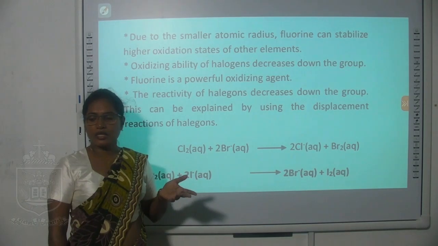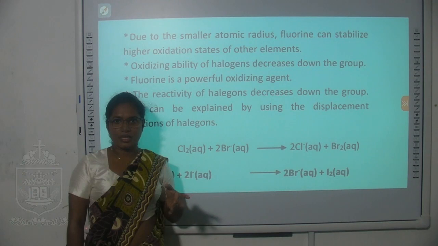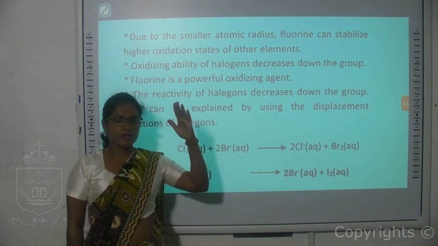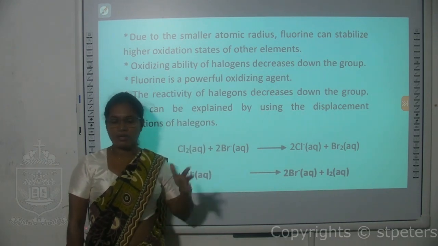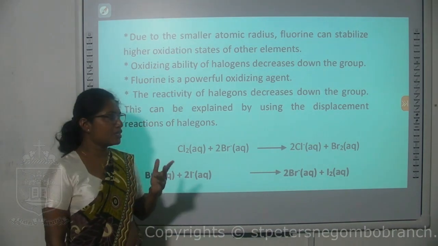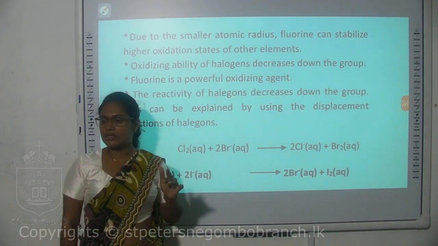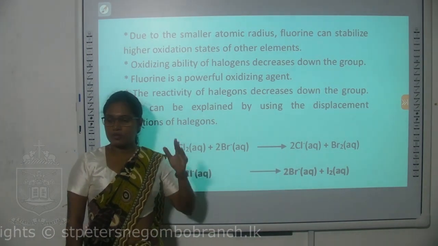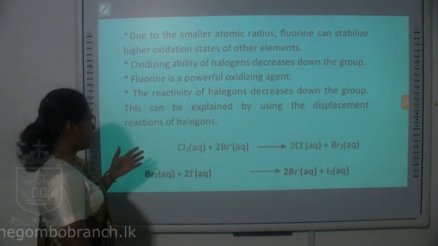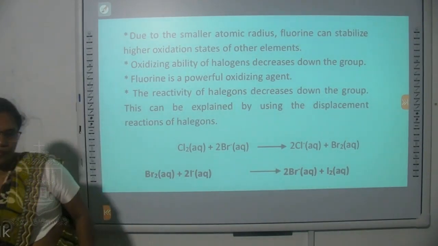And if we take the oxidizing ability of these halogens, we can see the oxidizing ability decreases when we go from top to bottom of the group. Then reactivity. If we consider the reactivity, the reactivity of the halogens decreases when we go from top to bottom of the group. This can be explained by using these two reactions.